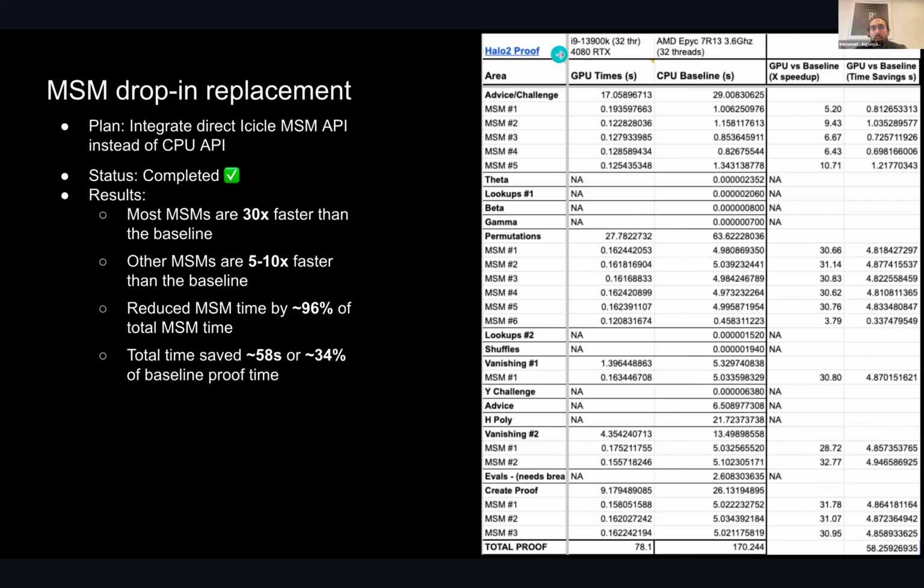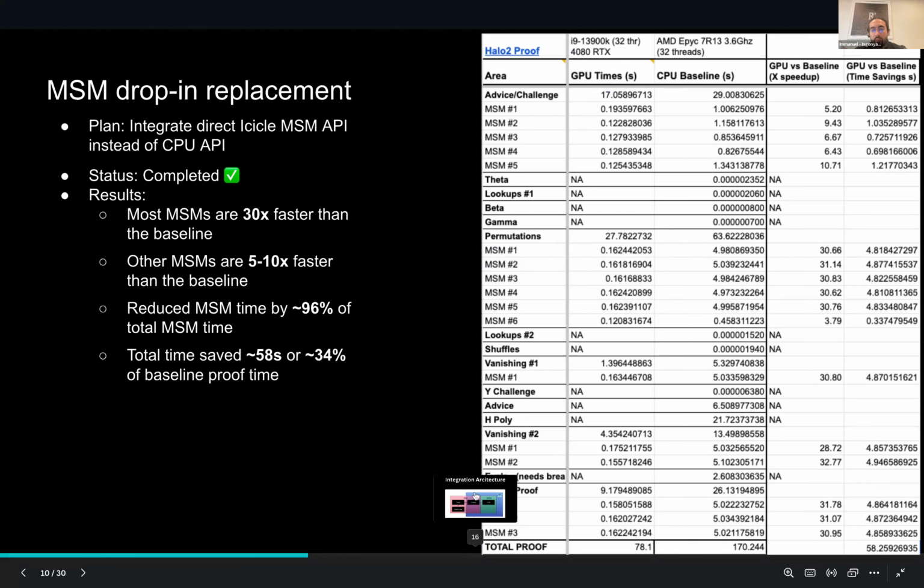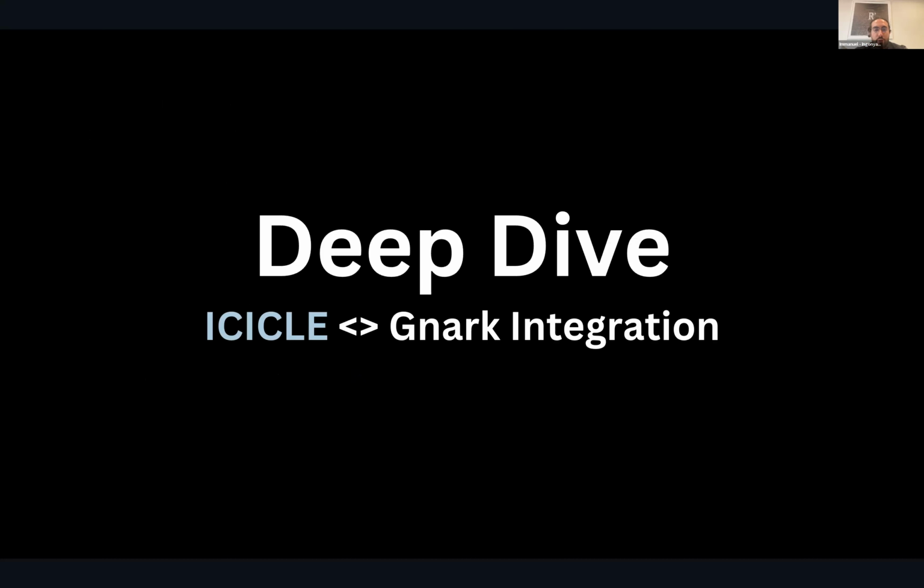Our GPU was an RTX 4080, and as you see, for example, when we calculate permutations, one MSM here took like 0.1 seconds versus CPU where it took 4 seconds. So this is just a simple drop-in replacement, no other optimizations in the design of the prover. You see the total proof time was cut down to 78 seconds versus 170 seconds. Okay, so that's all that I have to show for the Icicle integration for now. But we will dive deeper into the Gnark integration.